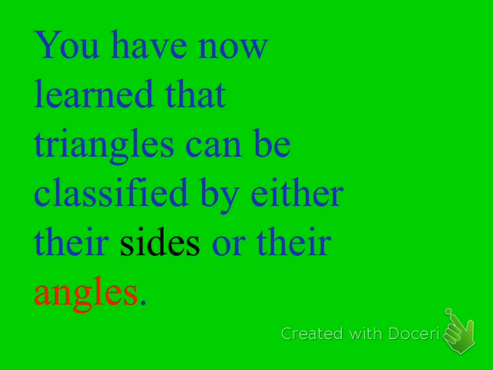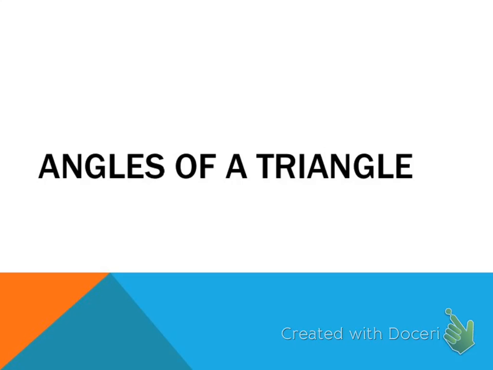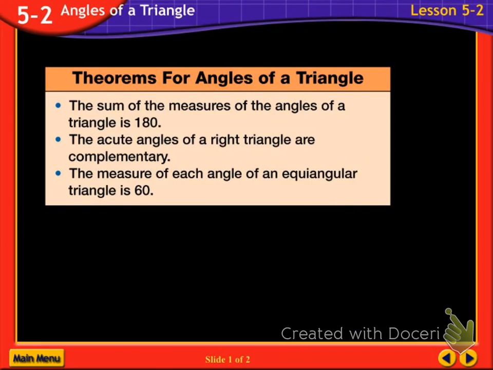All right. So you've learned about triangles being classified by sides or angles. Now let's talk about all the different angles in the triangle. So we have the theorem: the sum of all the measures of the angles is 180. The acute angles of a right triangle are complementary to each other. Since one angle in a right triangle is 90, the other two must add up to 90, meaning they're complementary.